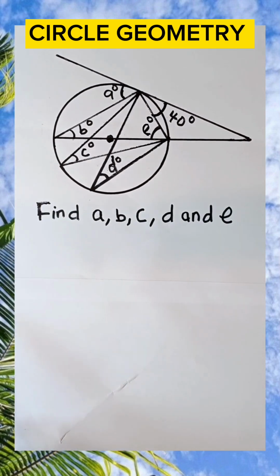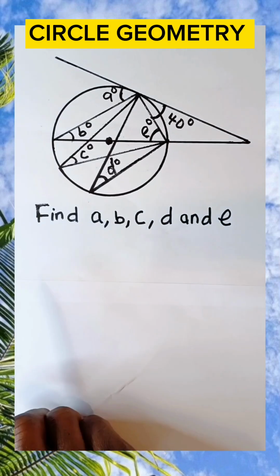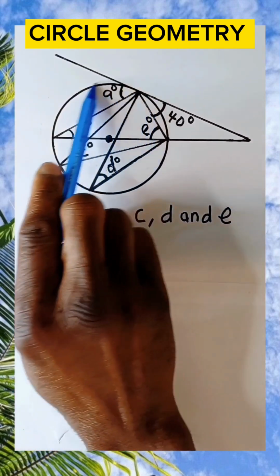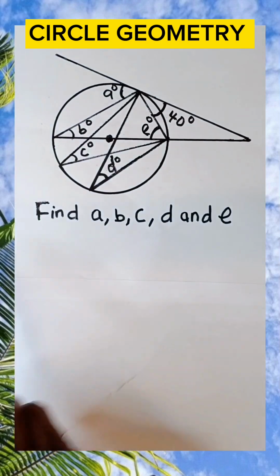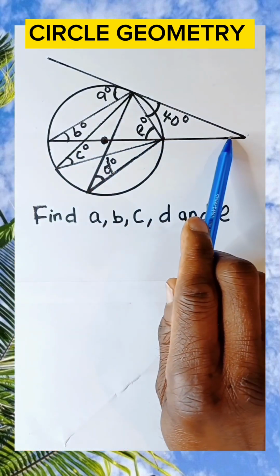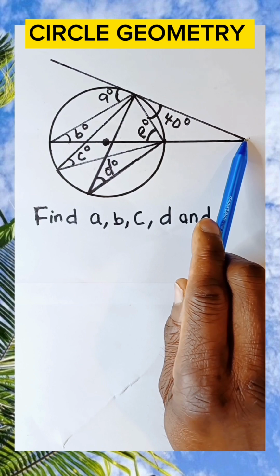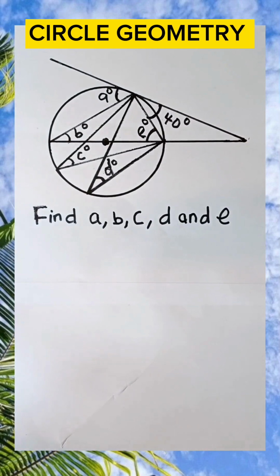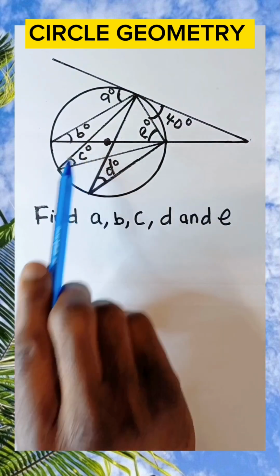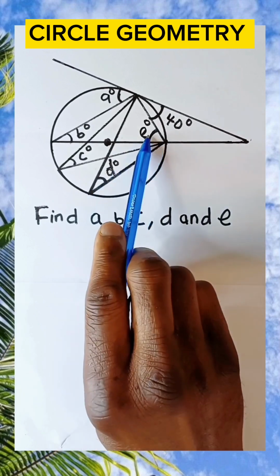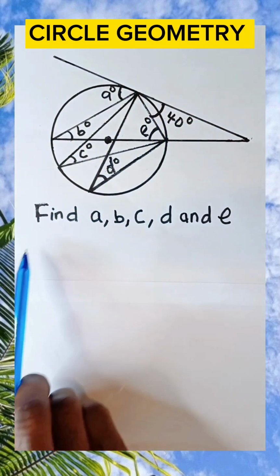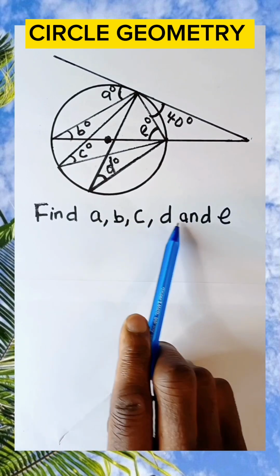Today we are considering a geometry question, and the question is this. So let's have a look at the information provided in the diagram. We are given a circle. We have a tangent line. We have a straight line that passes through the diameter of the circle to converge with the tangent line outside the circle. We have this angle as A degrees, this angle as B degrees, this angle as C degrees, this angle as D degrees, and this angle as E degrees. We are given this angle as 40 degrees. The question says, find A, B, C, D, and E.